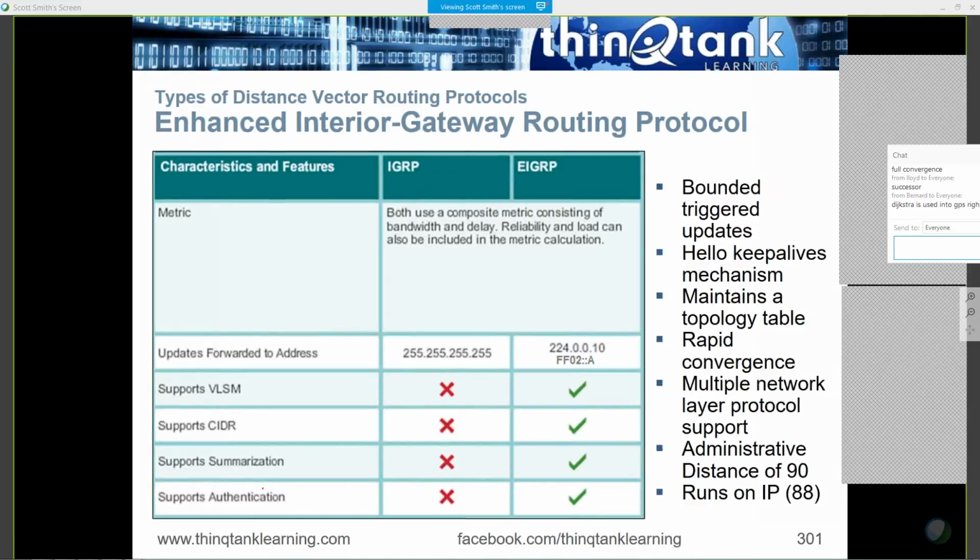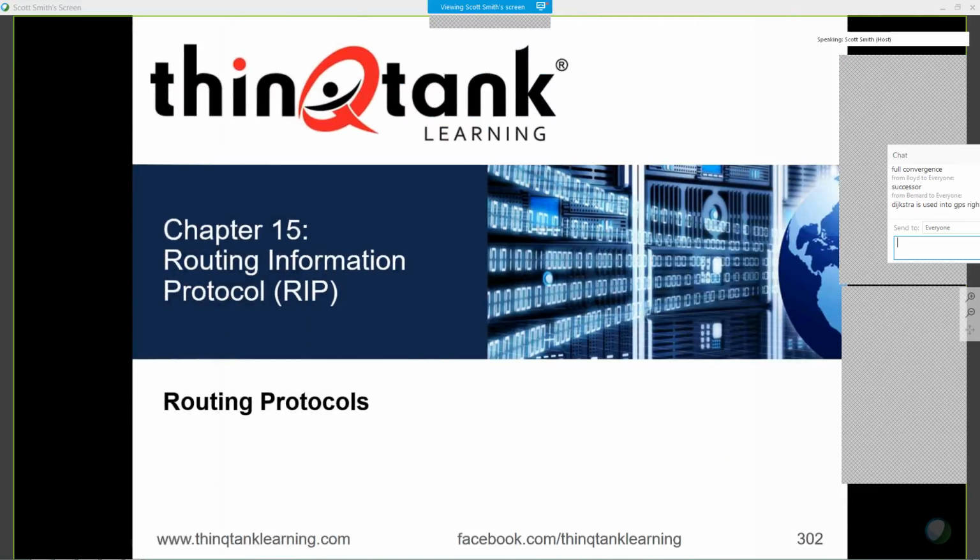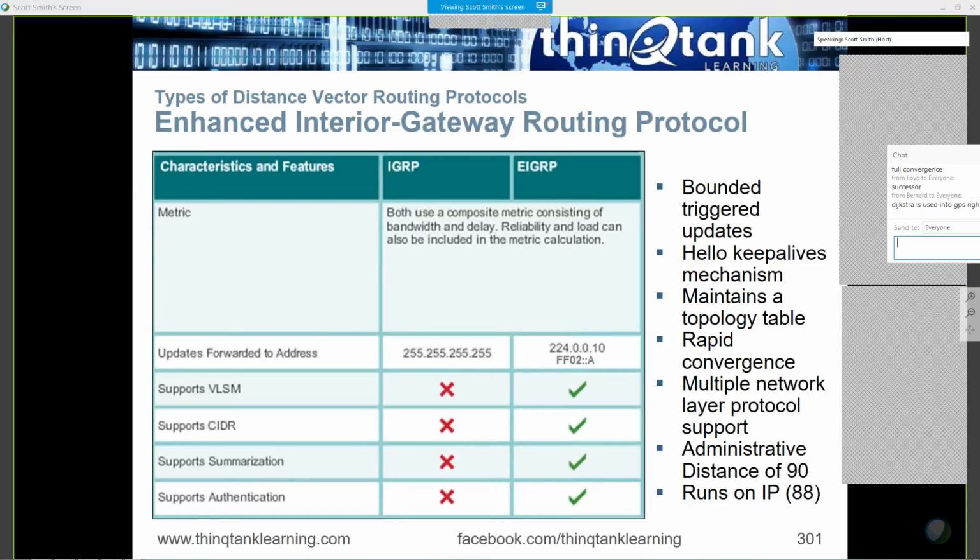By the way, we don't have a table for OSPF, but if I did have a table for OSPF, this is what it would look like. There's only one type of OSPF in IPv4. It uses cost as a metric. Cost is a calculation in relation to bandwidth. It uses 224.0.0.5 and 224.0.0.6 for updates, and it has all the same green check marks.